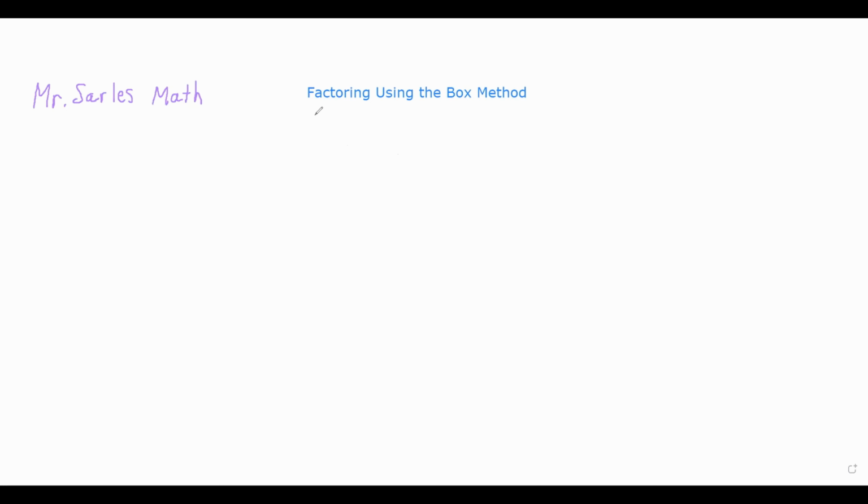Today we're going to be talking about factoring using the box method. So I've gone over this a few times in class, but here's some extra help. Today we're going to be doing 4x squared plus 10x minus 14. Maybe these ones are a little bit trickier because the a value, or the number in front of the x squared, is greater than 1. So we'll talk about that.